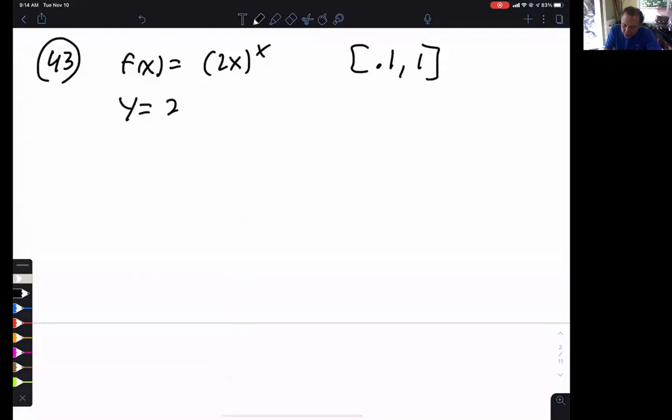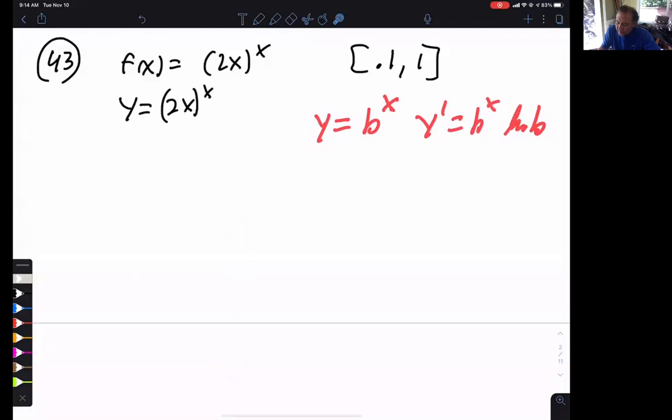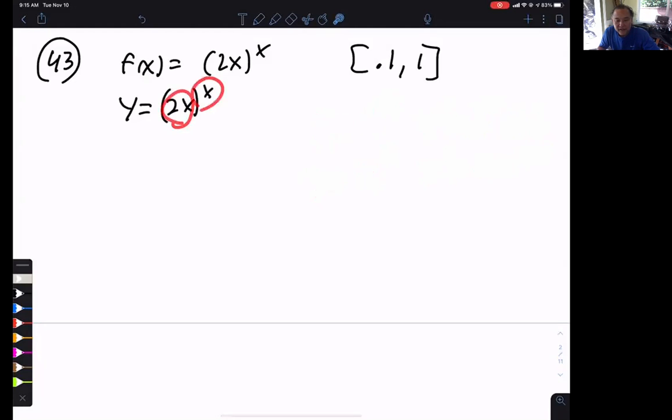y equals (2x)^x. Just as a thought, we know how to take the derivative of a constant to the x; the derivative of that is the function times ln b. And we know how to take the derivative of a variable to a constant, that's the power rule, n x to the n minus 1. But we have a variable there and a variable there. Confusion. I don't know how to do that.